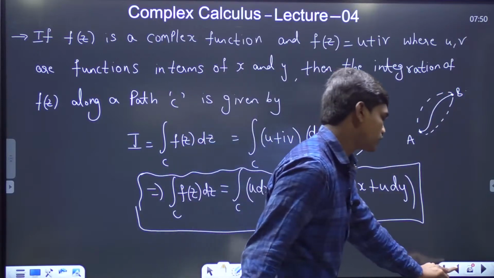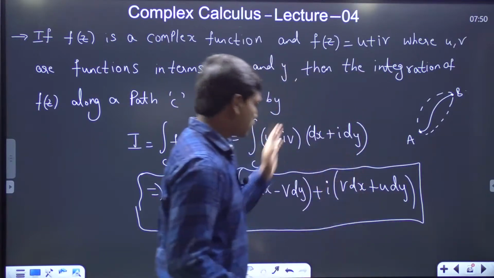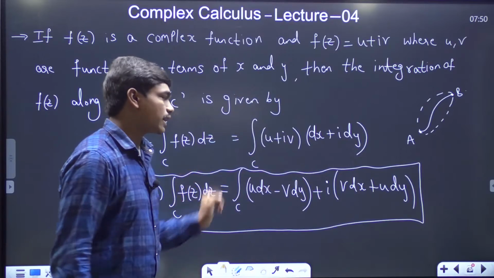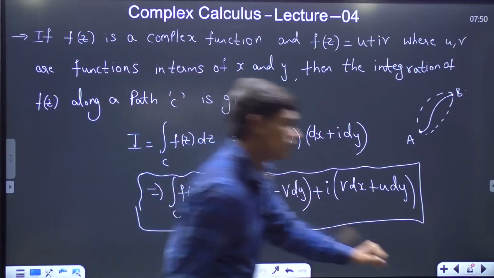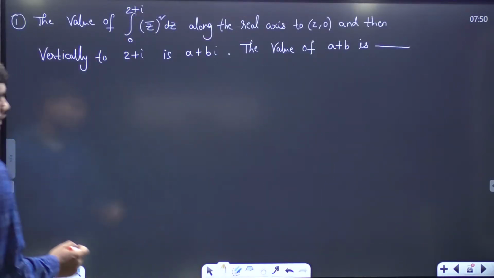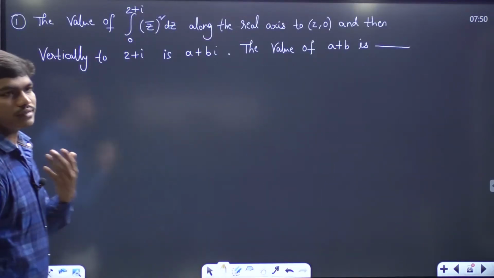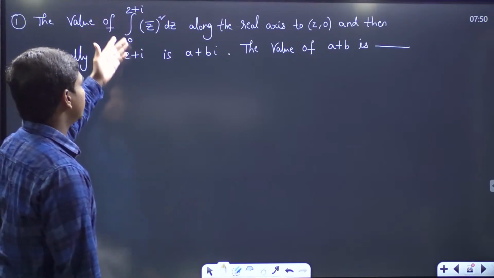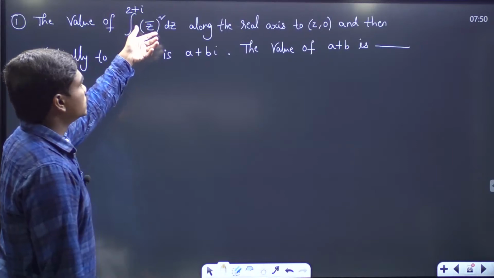So this much we have learned. Based on this logic, now if this f of z is of this form u plus iv, then this integration can be evaluated using this term. So let us solve one example, so you'll get the things. See here, the value of integral 0 to 2 plus i. In real calculus we see real limits, and in complex calculus we can have complex limits as well. So integral 0 to 2 plus i, z conjugate whole square dz.